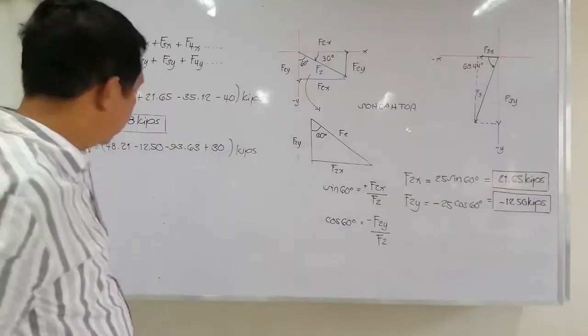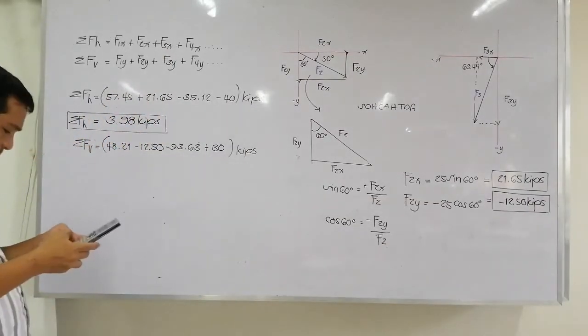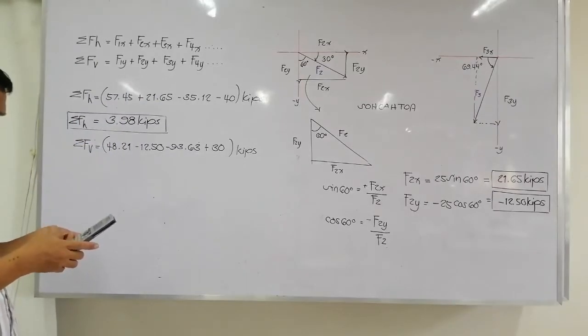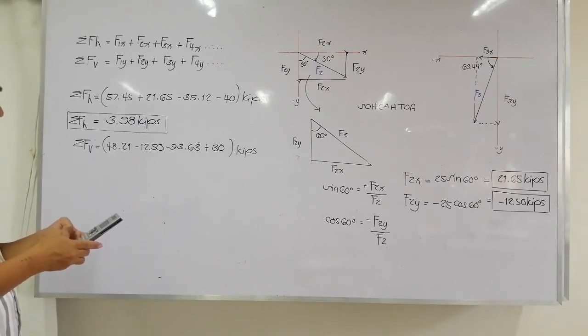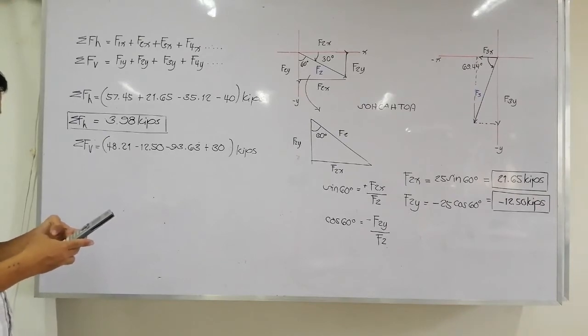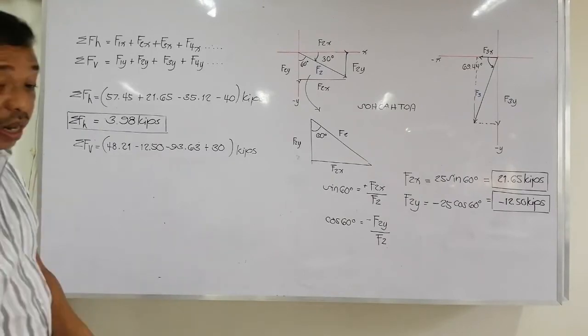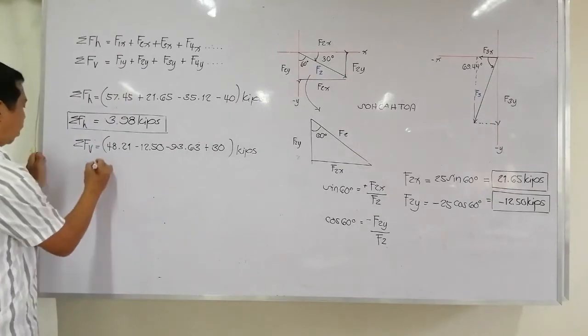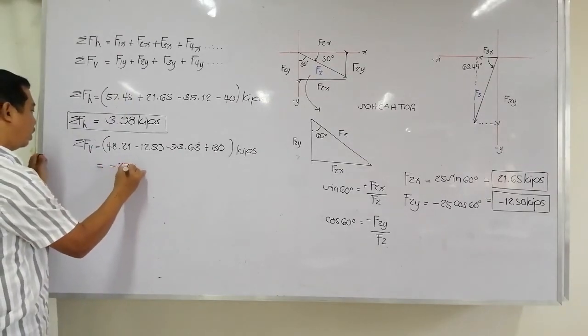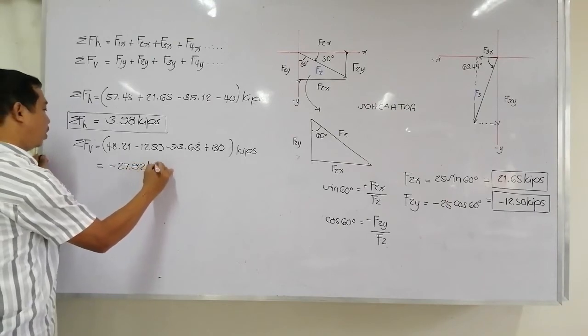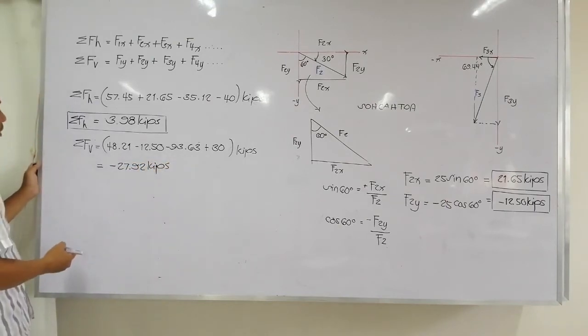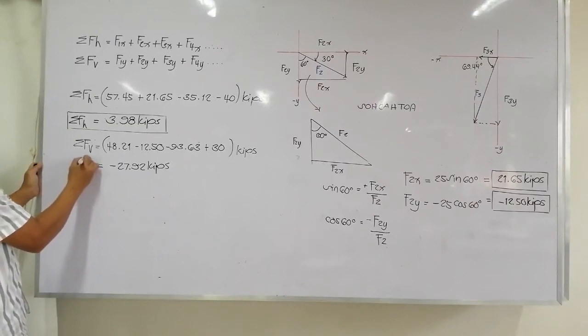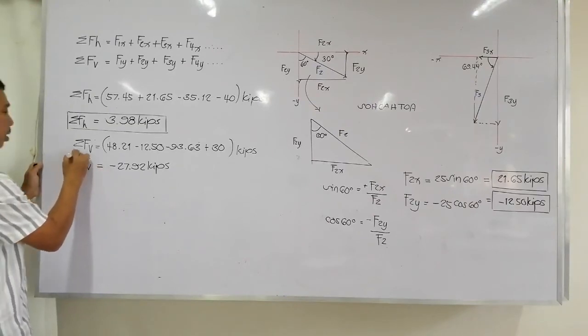So, adding them on, 48.21 minus 12.5 minus 93.63 positive 30 gives us 27.92 negative, equals negative 27.92 kips. So that is your summation of forces along the y-axis or the vertical.